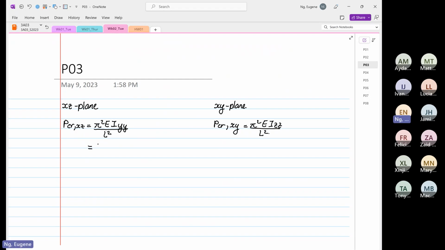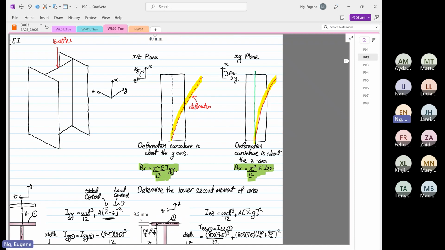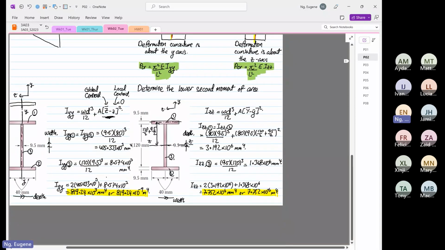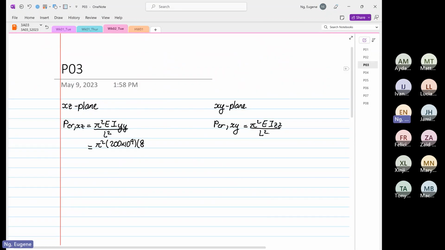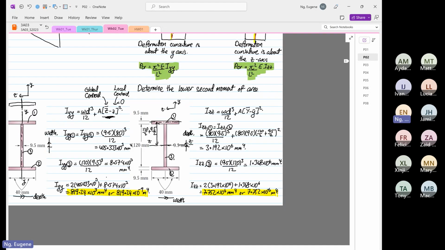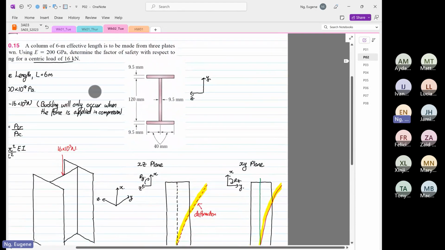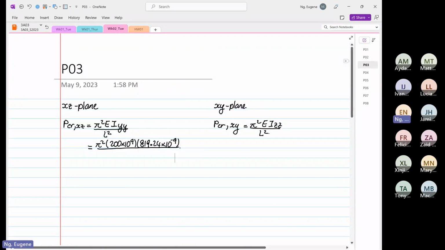So we know that our pi squared is the same. Our Young's modulus that is given to us is 200 times 10 to the power 9. Our IYY that we calculated is 819.24 times 10 to the power minus 9. Divided by the equivalent length, or the L, which we are given, is equal to what? Is equal to 6. Okay, this is equal to 6.